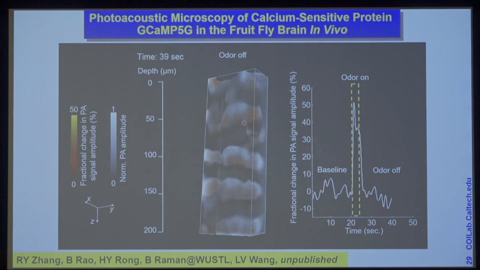And so we tested it in fruit flies to begin with. You can see the activation due to the GCaMP signal. And this is a plot. When the odor is on, the stimulation is on, you can see a huge spike due to the GCaMP absorption. So how do we translate this into animals?